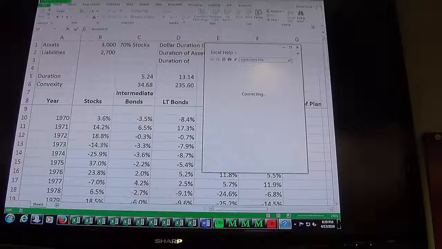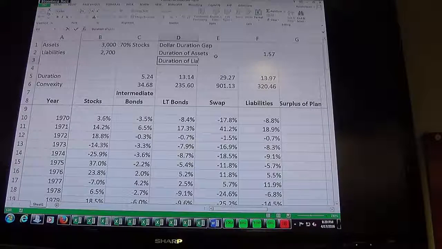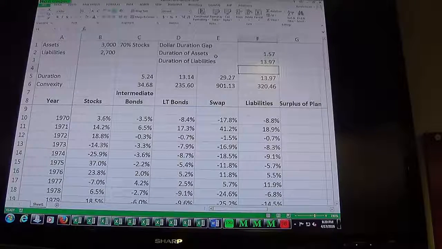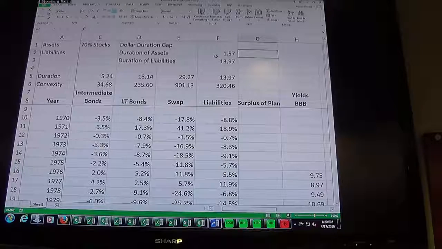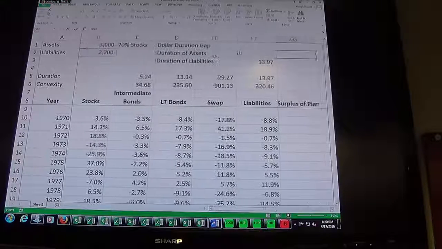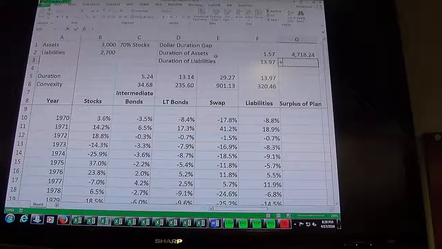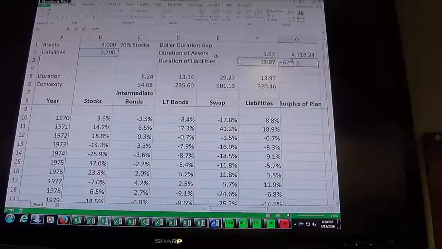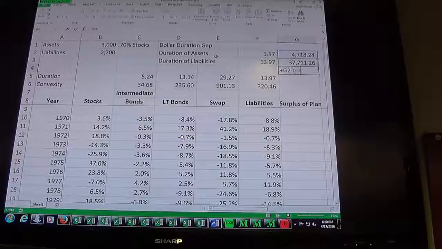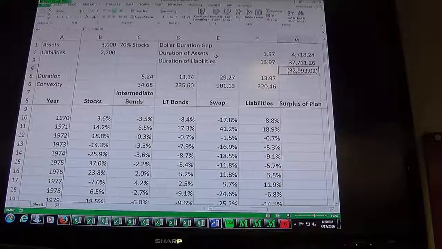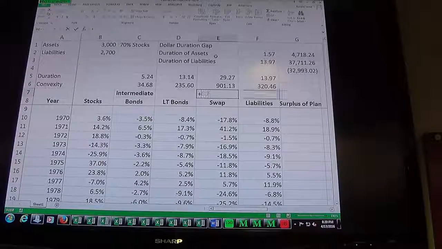Duration of liabilities, we've got that right there. So my dollar duration gap is I take my assets, now hopefully I'll remember this formula, times the duration of my assets plus my liabilities, times the duration of my liabilities. 32 billion deficit. How much do we need? What's our notional on the swap going to be then? That divided by the duration of the swap.